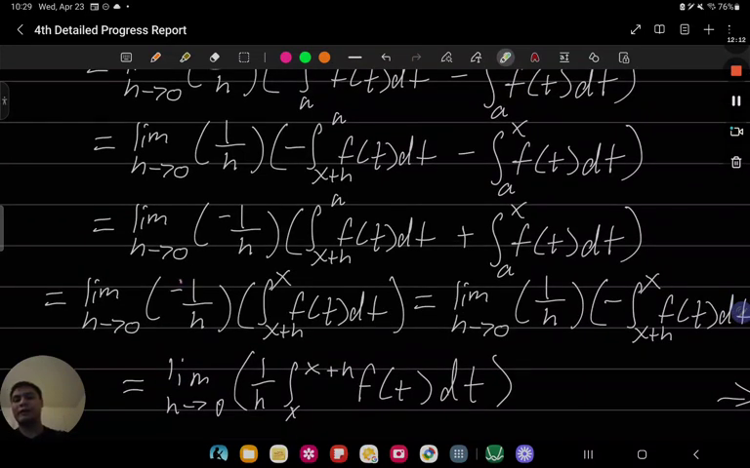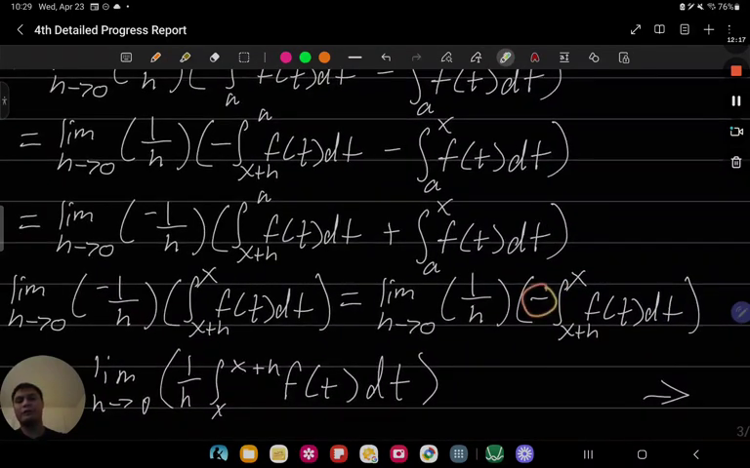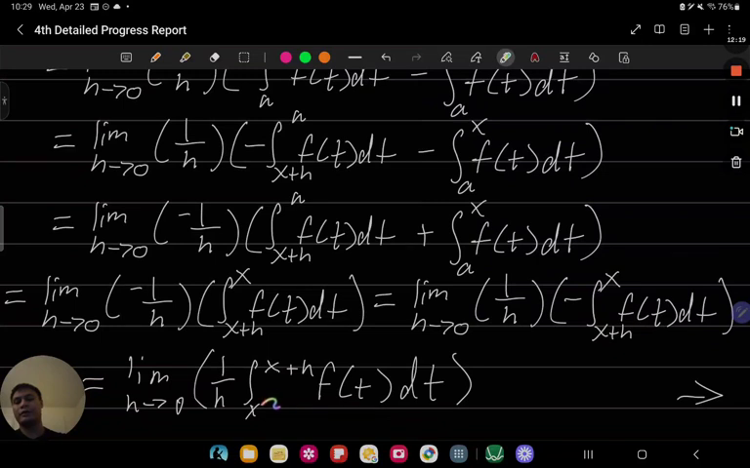So now we're going to bring that negative back into view. The reason we're doing that is so we can make it nicer by swapping the bounds of integration again, multiplying by a negative. Negative times a negative is a positive. Okay. And then there's our little stopping point.